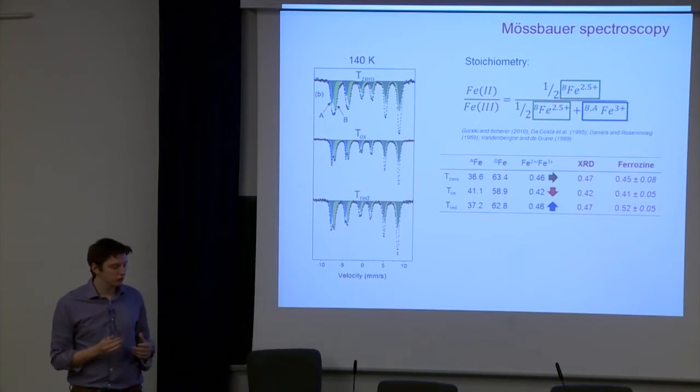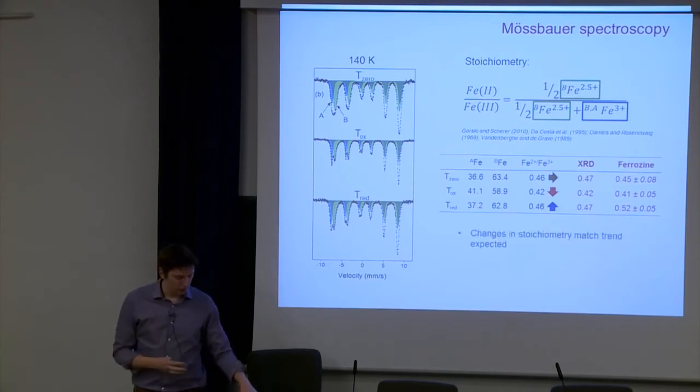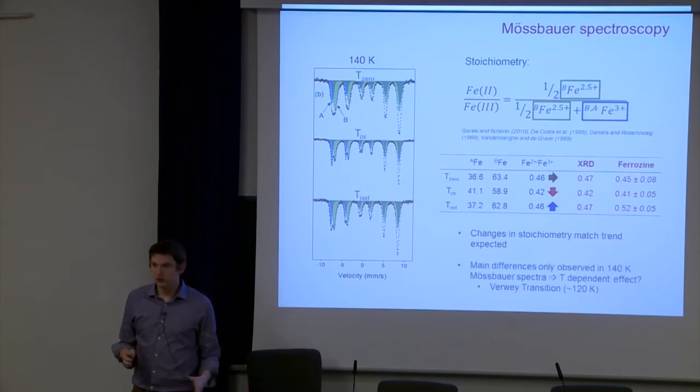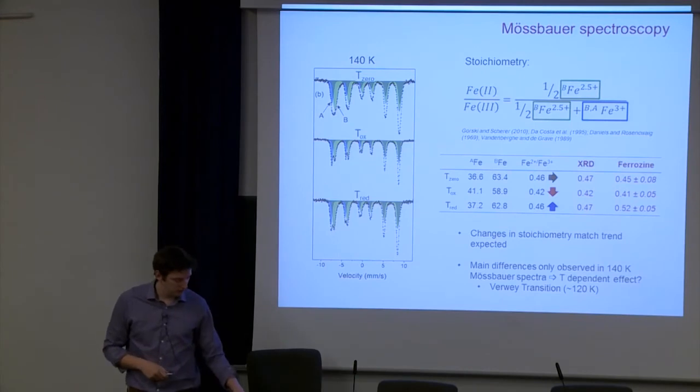And that's quite useful because primarily we consider magnetite as being quite a crystalline mineral phase that isn't really very bioavailable. So we're seeing the trends that we're expecting, and we think these differences that are observed at 140 Kelvin are due to this Verwey transition.